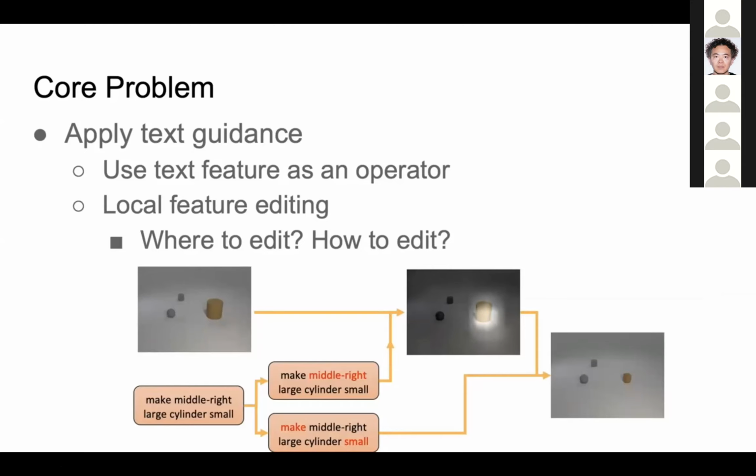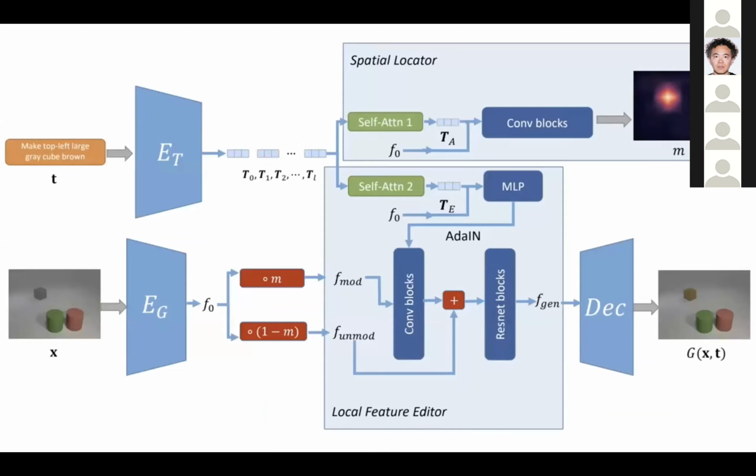And then we can first generate a spatial attention map to highlight the region that we want to edit. And then we can edit this highlighted region using how to edit information. Then we can generate the final image. Here is a figure demonstrating the pipeline of the generator. Basically, the left part is the encoding part. And then the top right part is the spatial localizer. So we use the first self-attention module to get text feature for where to edit. And then we generate our saliency map M.